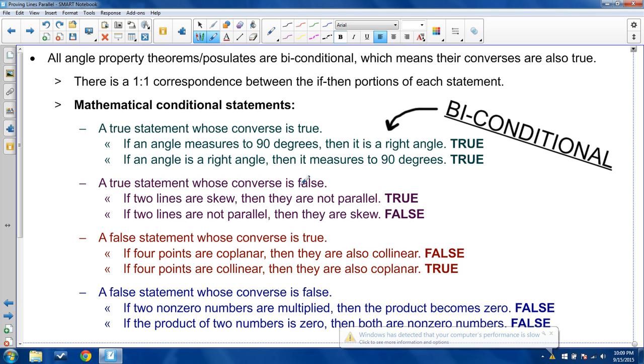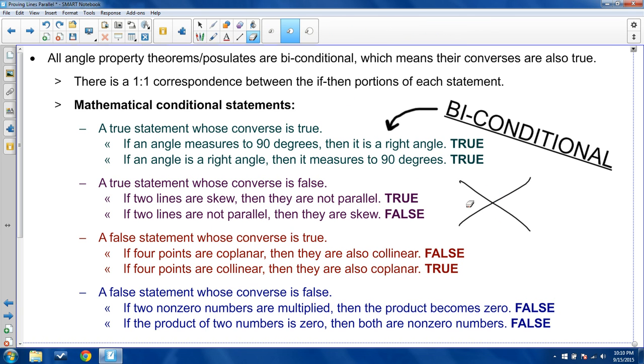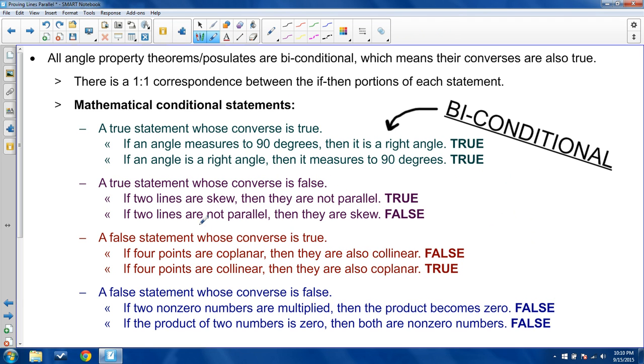True statement whose converse is false. If two lines are skew, then they are not parallel. That's true. They cannot possibly be parallel if they are skew. There's no possible way. If two lines are not parallel, then they are skew. That's false. Here's an example of two lines that are not parallel and not skew. They're intersecting. Remember what skew lines are. They are lines that are non-coplanar. And that was not mentioned on here at all.